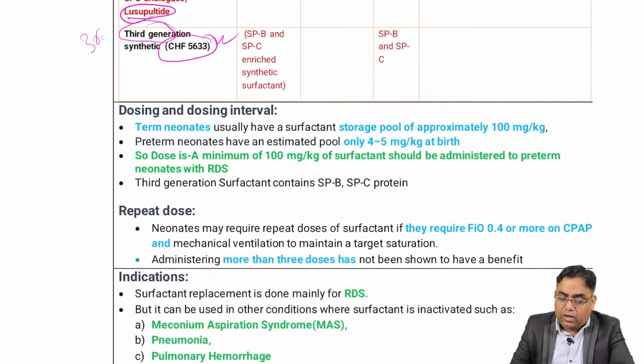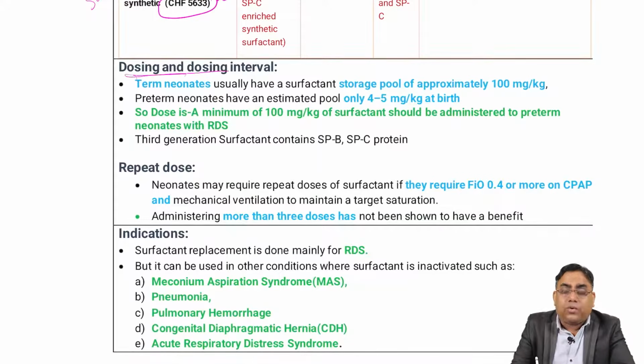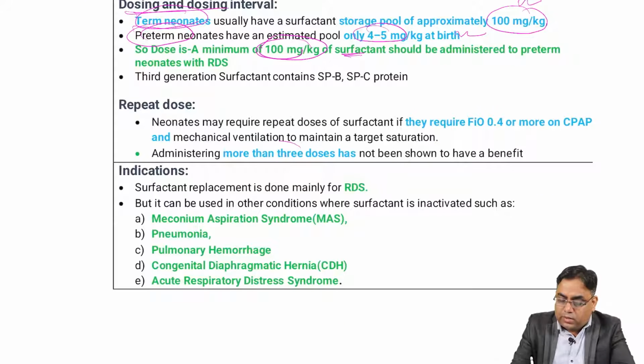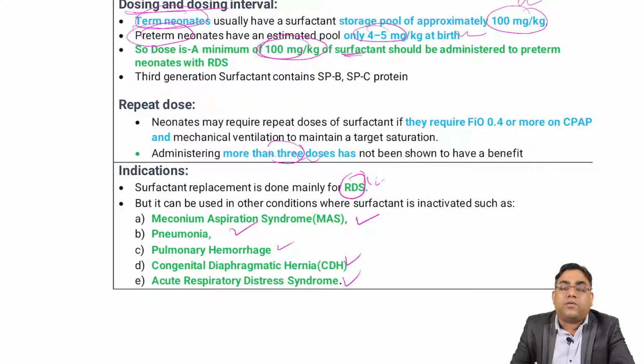Now coming to the dosing and interval. We know in the term neonate the surfactant pool is around 100 mg per kg, and in the preterm neonate only 4 to 5 mg per kg. That's why in respiratory distress in preterm we usually give a minimum of 100 mg per kg of surfactant. The repeat dose: up to 3 doses is recommended. Now what are the indications? Other than RDS, respiratory distress syndrome in preterm, there are certain indications like meconium aspiration syndrome, pneumonia, pulmonary hemorrhage, congenital diaphragmatic hernia, and acute respiratory distress.